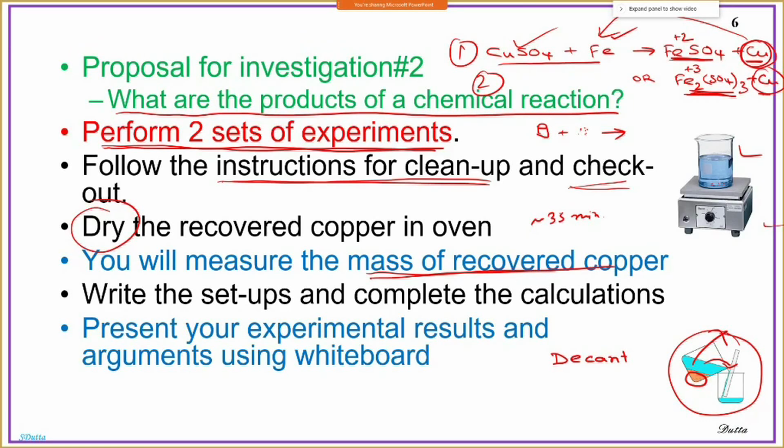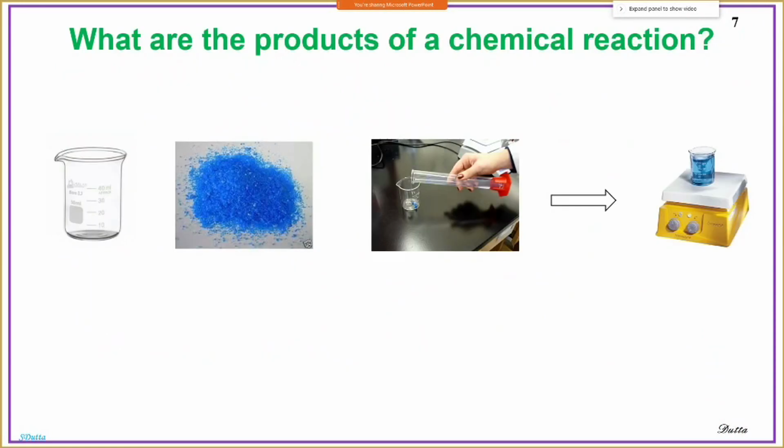So you must watch what is decantation. That means to recover the copper and to get rid of the unwanted leftover reactants and the unwanted products. So how are we going to do it? You're going to write the procedure in the proposal. So again, if you watch the video, you know how to write it.